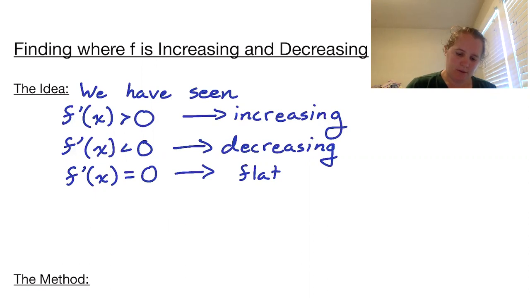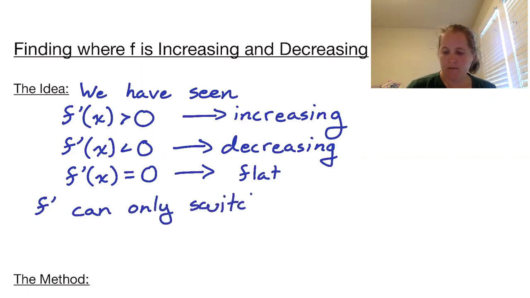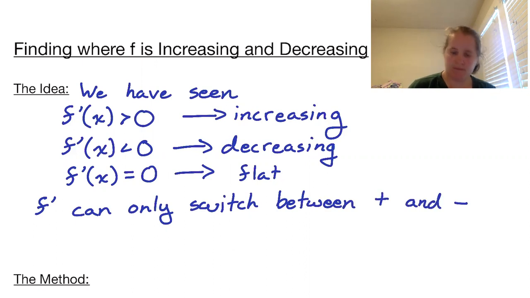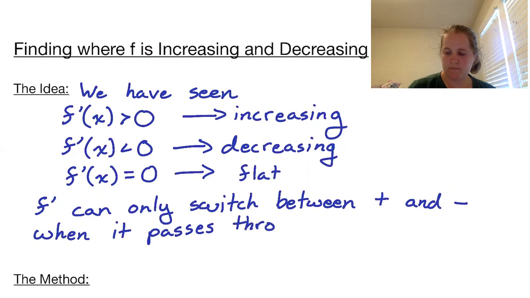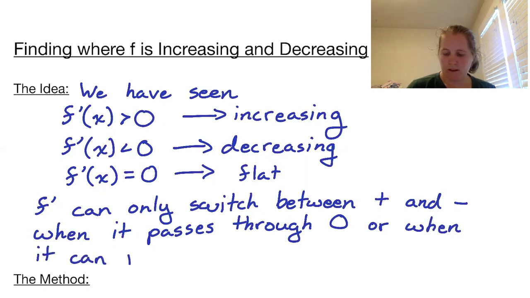So the f prime can only switch between positive and negative when it passes through 0, or when it can jump. And the only way that the derivative can jump is if the derivative is undefined at that point.